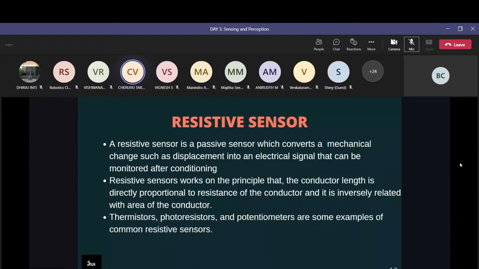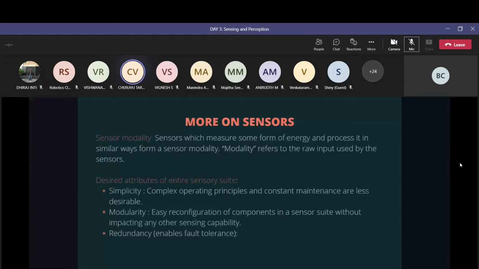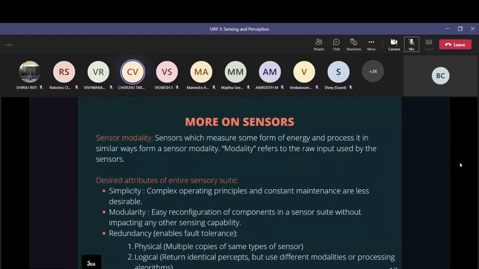That is resistive sensors. Now, this is some basic extra information on sensors, guys. What is sensor modality? It means a sensor which measures some form of energy and processes it in similar ways forms a sensor modality.